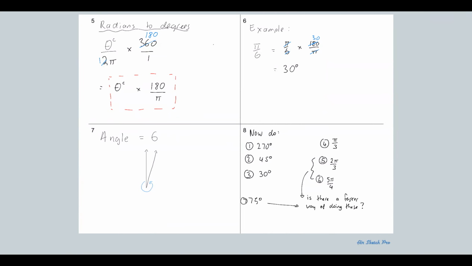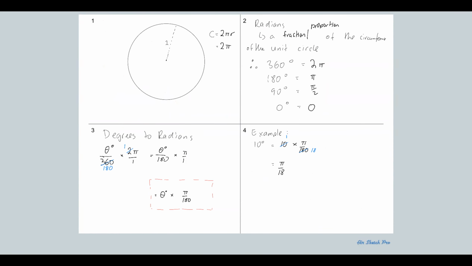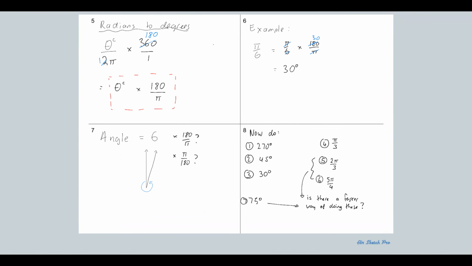Okay. Let's have a look at an angle of 6. What would I multiply 6 by to convert it into the other angle measurement? Would I multiply it by 180 on pi, or would I multiply it by pi on 180? So would I use this one? That's multiplying it by pi on 180. Or would I use this one? Multiplying it by 180 on pi.